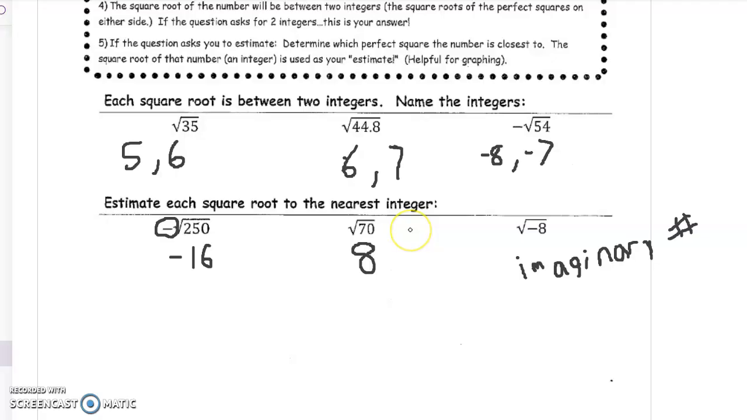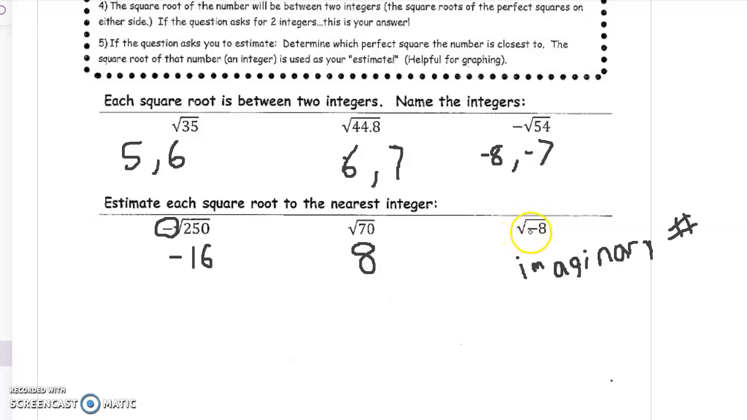For this one down here, estimate the square root to the nearest integer. 64 and 81 are the two on either side of 70. And so 64 would be the closest, so 8 is the nearest integer.